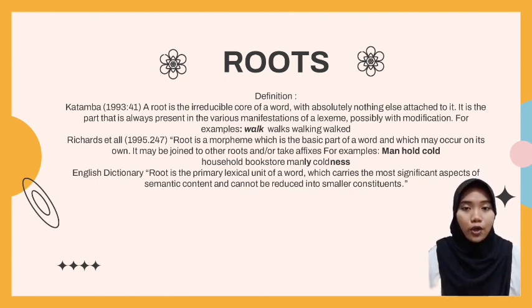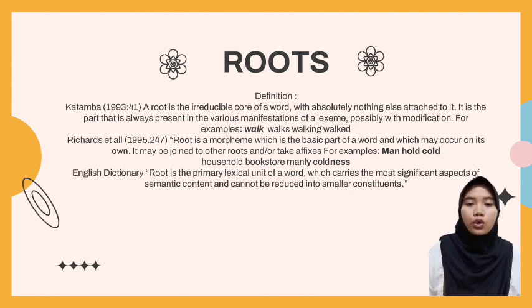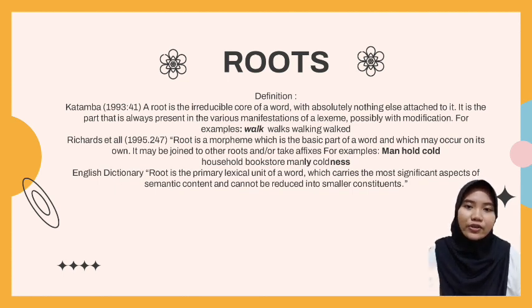And according to Richards et al., 1995, page 247, a root is a morpheme which is the basic part of a word and which may occur on its own. It may be joined to other roots and or take affixes. For examples, main, cool, whole, bookstore, manly, and coolness. In an English dictionary, root is the primary lexical unit of a word, which carries the most significant aspects of semantic content and cannot be reduced into smaller constituents.